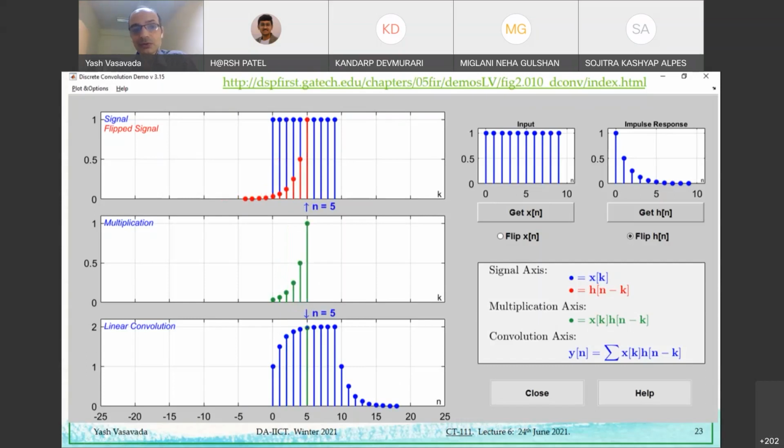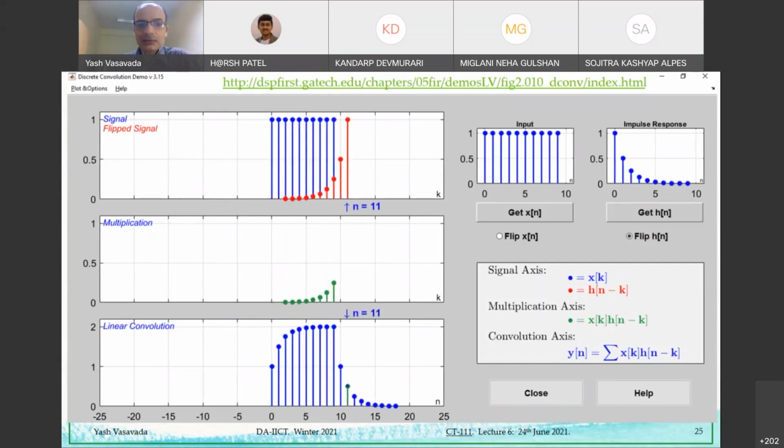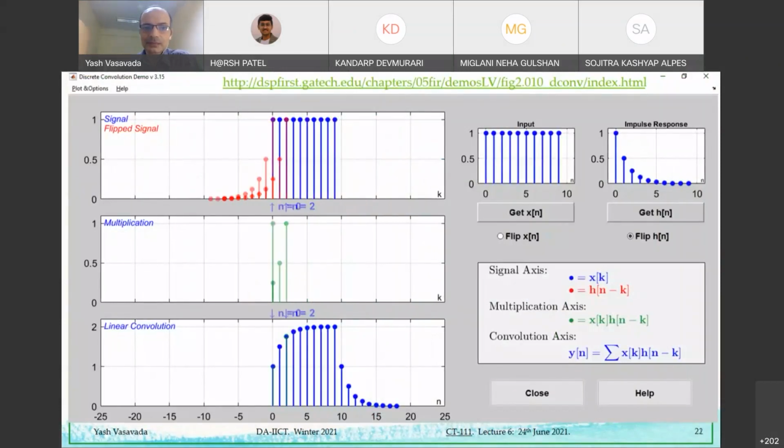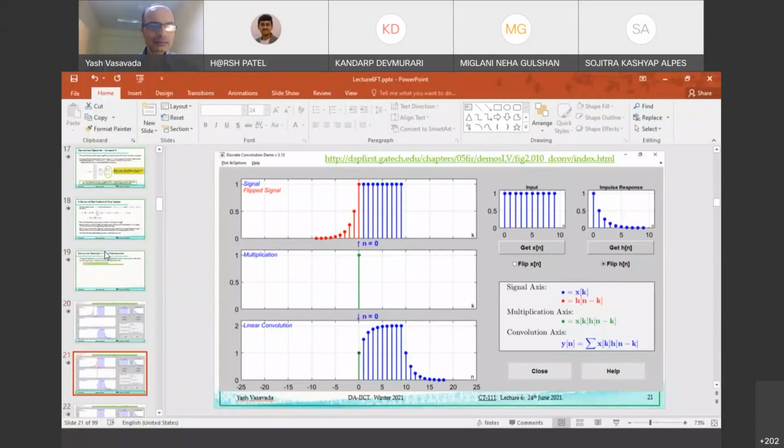This is how you would do y of 5. This is how you would do y of 9. And it keeps on going. After n equal to 9, the output suddenly doesn't become 0. It takes some time before the output becomes 0. So this is how the entire output is computed. Okay, so this is a visualization of convolution.